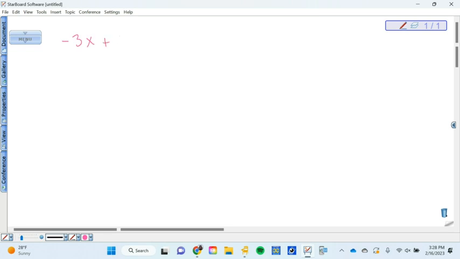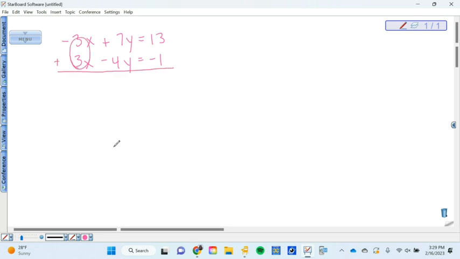-3x plus, can you remind me what it is? -3x plus 7y? And then +3x minus 4y equals -1, right? So we decided my x's are going to be able to cancel out. Get rid of all the other stuff. The x's are going to cancel out if I add these two equations together, right?